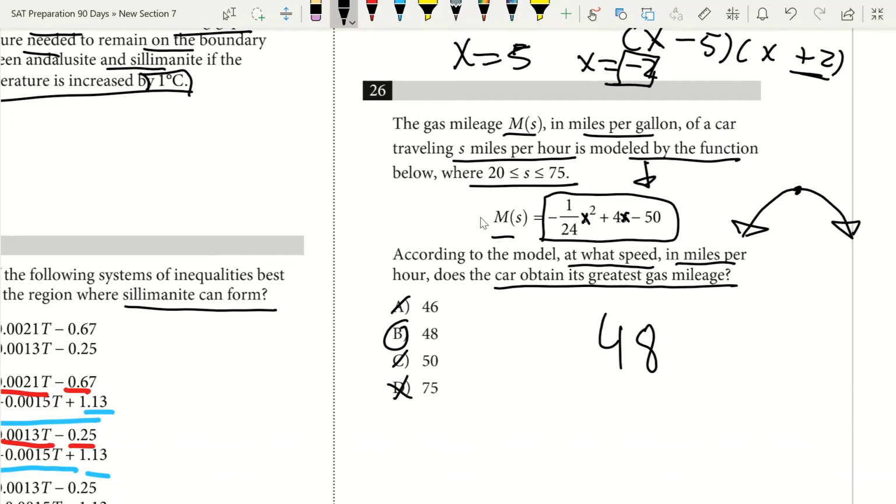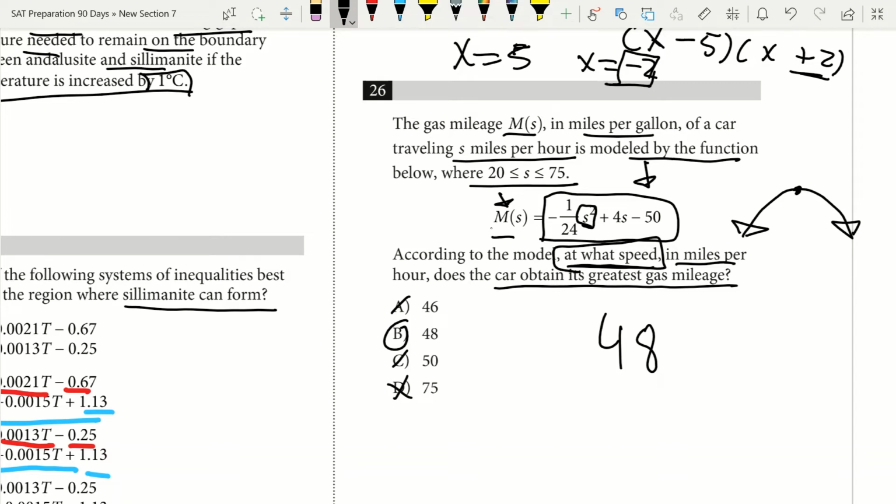Another thing to pay attention to is it's asking you at what speed. So that's S. We're solving for x here, not MPG. So we wouldn't answer 46, we would answer 48, because that's what our S is when this maximum miles per gallon is. Now that's the way you solve it with a graphing calculator if you would like to.